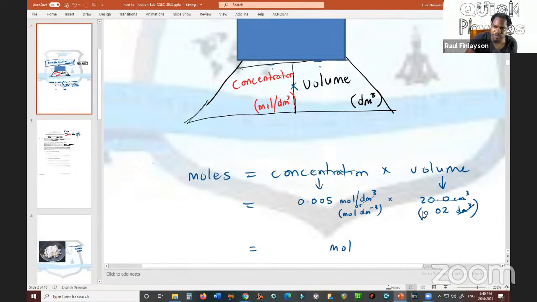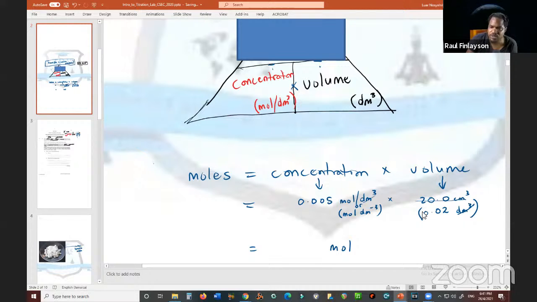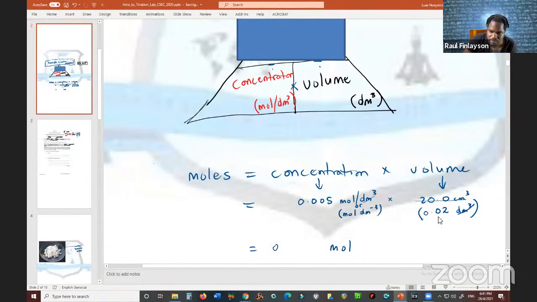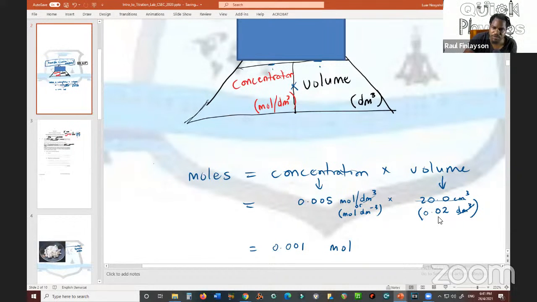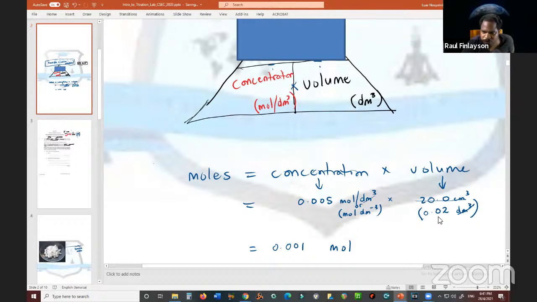0.005 times 0.02. And that should give you a number in the magnitude of what? 0.0001. That's what you probably get. No, you get 0.001. Okay, yeah, it's going to be a double zero, right? Because 5 times 2 is 10. Yeah, that's true. Well done. All right. So this is the answer. All right. So this is required.